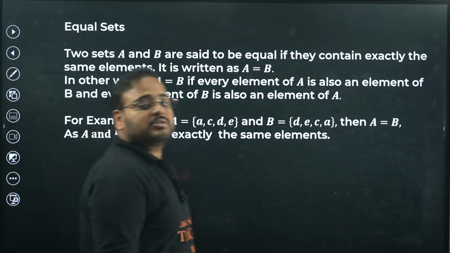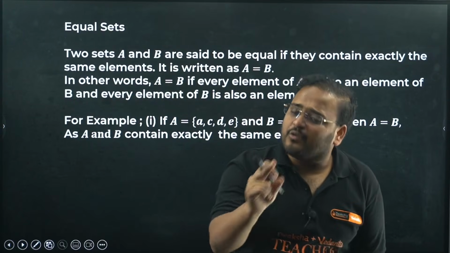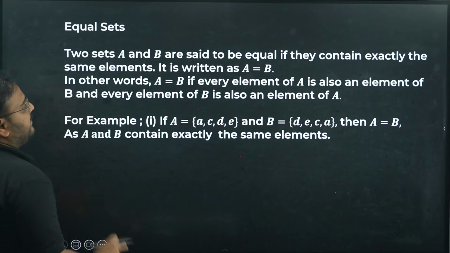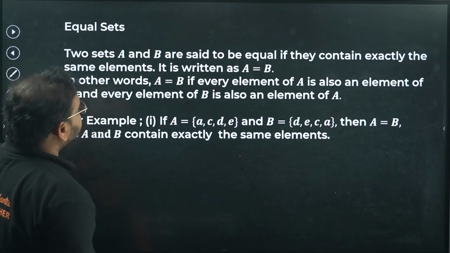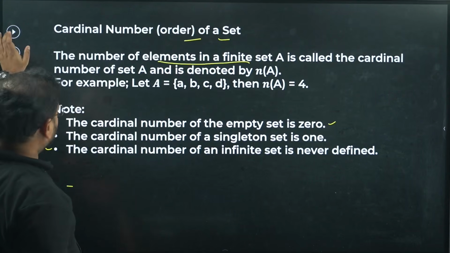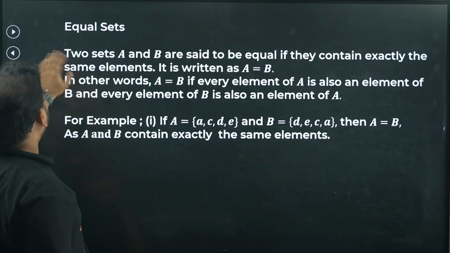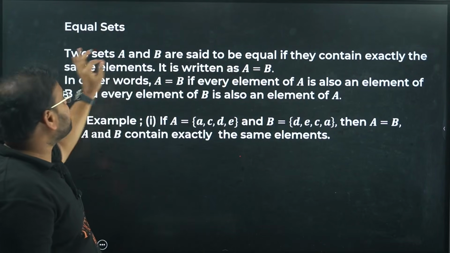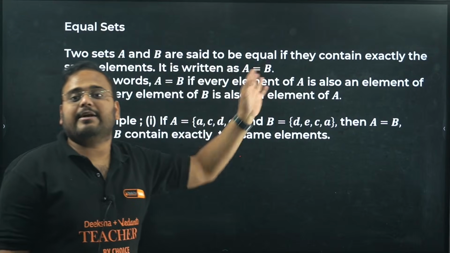Equal sets are the sets which have the same number of elements alongside the same values in the elements. Example over here. Exactly, let me show you. Yeah, so 2 sets A and B are said to be equal if they contain exactly the same elements and can be written as set A equals set B.